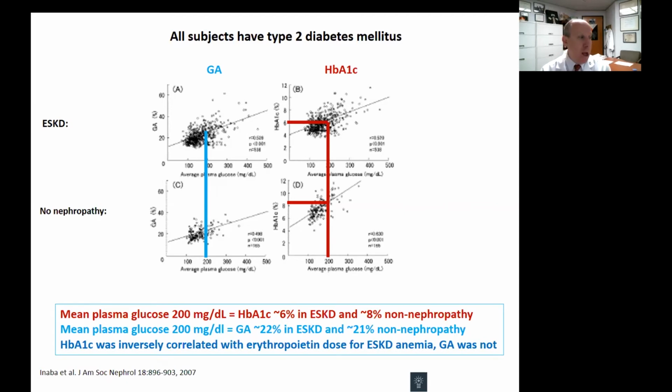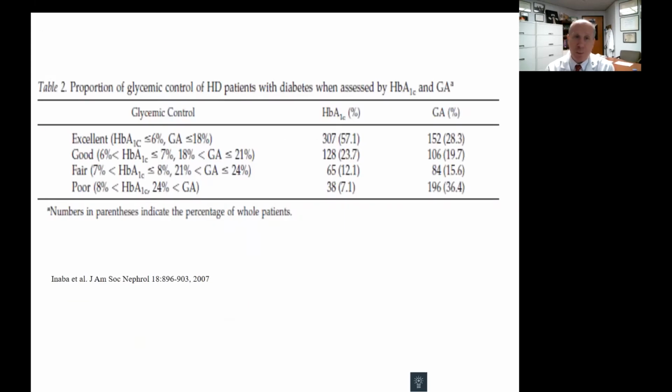cell survival. When they looked at glycated albumin in the non-nephropathy controls and the patients on dialysis, you can see the glycated albumin for a blood sugar of 200 was about 21% in those without nephropathy and 22% in those with nephropathy. So the GA was hardly impacted, whereas the A1C was tremendously impacted. The hemoglobin A1C was inversely correlated with the dose of erythropoietin for anemia in the dialysis patients, with no effect of erythropoietin dosing on glycated albumin. This is the data from those patients.